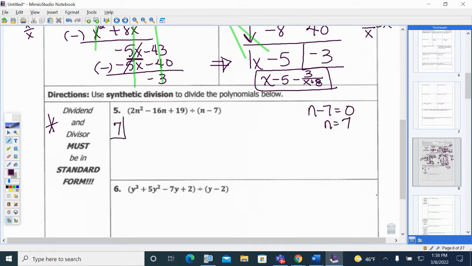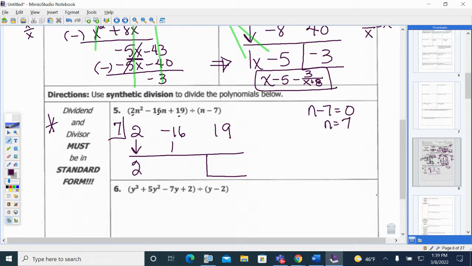Again, the 7 gets used. We're going to put it in a little box. We're going to get rid of our variables, make sure it's in standard form, and then we just need those coefficients. I need the 2, the negative 16, and the 19. Leave a little space, draw a line. And again, the reason why I add that box is because that's where your remainder will always show up. You always bring that first term down and then start multiplying.